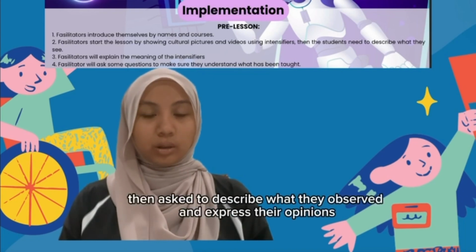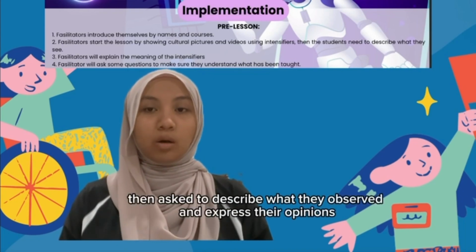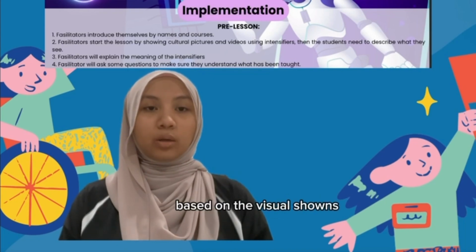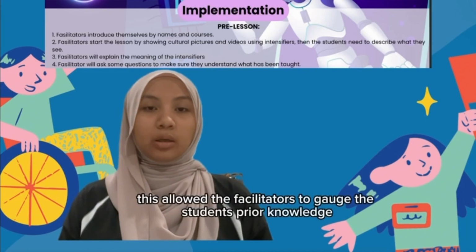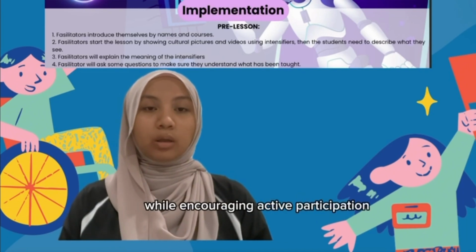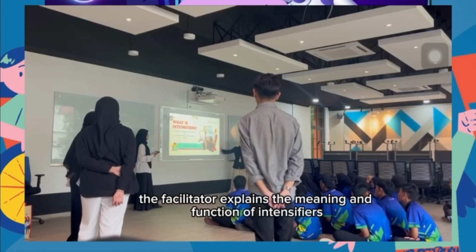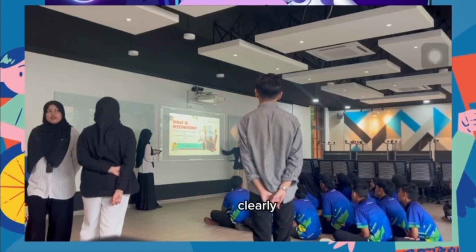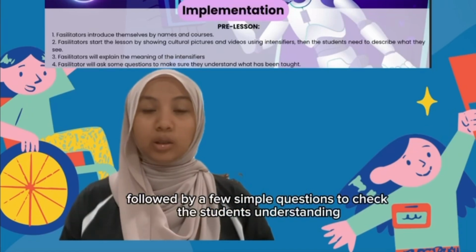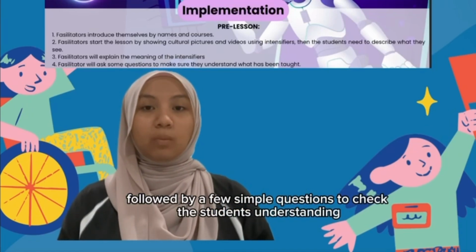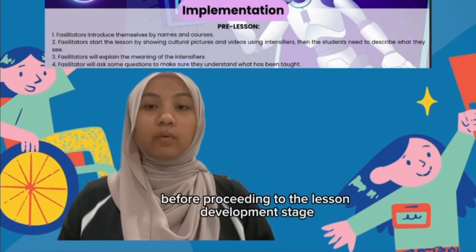Students were then asked to describe what they observed and express their opinions based on the visuals shown. This allowed the facilitators to gauge the students' prior knowledge while encouraging active participation. After that, the facilitator explains the meaning and function of intensifiers clearly, followed by a few simple questions to check the students' understanding before proceeding to the lesson development stage.